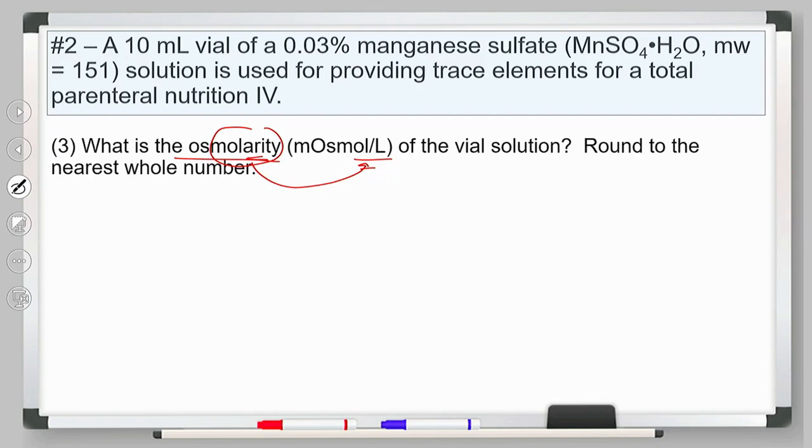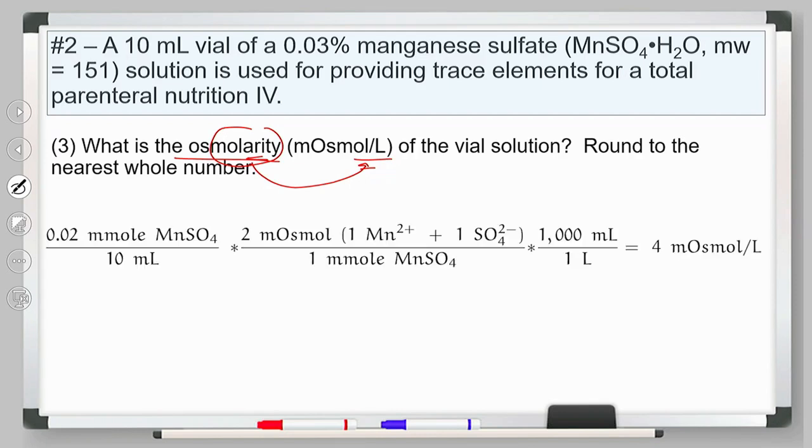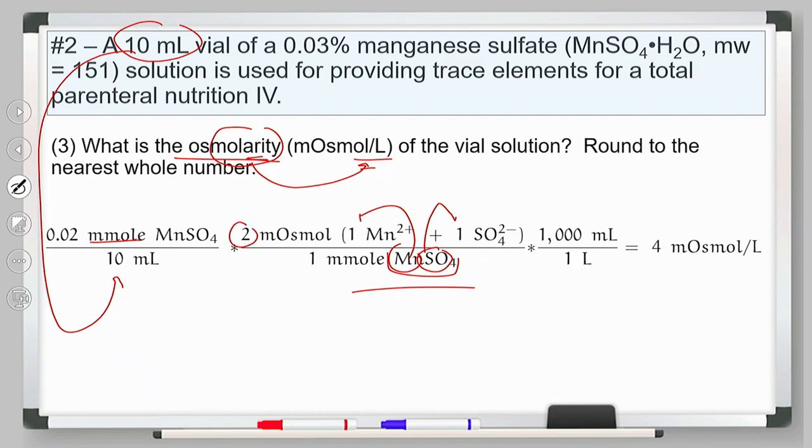What's the first step? The first step would be to convert 0.02 millimoles. Remember, we know the number of millimoles. We had 0.02 millimoles. So how many milliosmoles is that? There's my millimoles, and remember it's a 10 ml vial. So I have 0.02 millimoles of molecules in 10 milliliters. Now let's not worry about the 10 milliliters yet. Let's set up this first. We're already in millimoles. All I have to do is look at the formula for manganese sulfate and see that I get 1 manganese and 1 sulfate. So the total is 2. So essentially 2 milliosmoles for every 1 millimole.